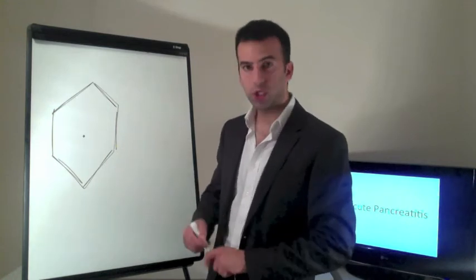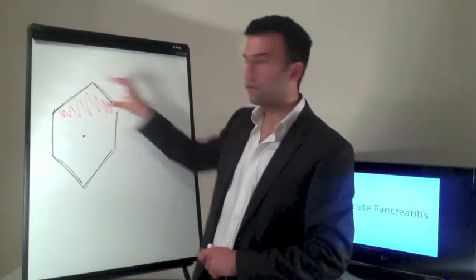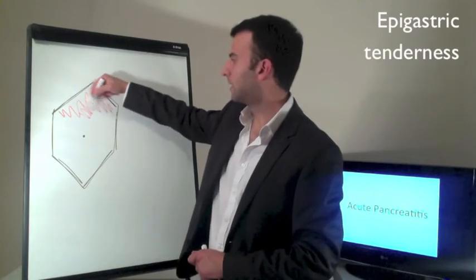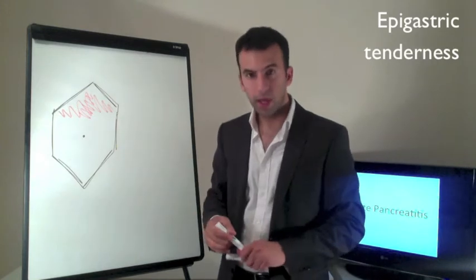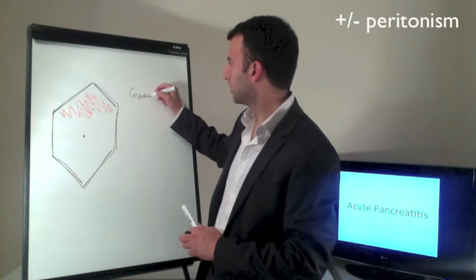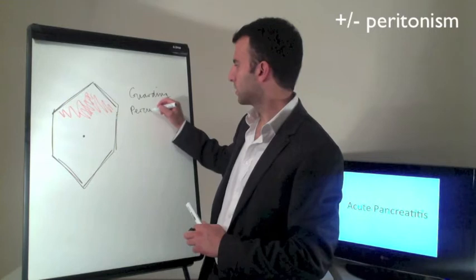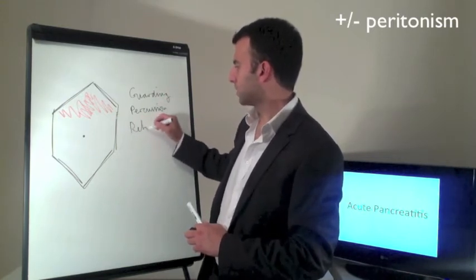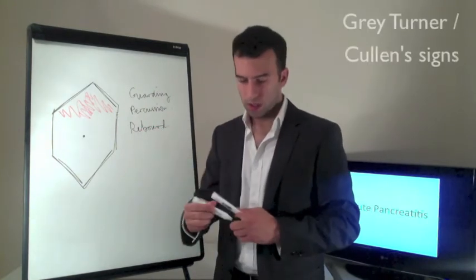And on examination, you're going to find perhaps that all of the upper abdomen is tender, but they may be maximally tender in the epigastrium. So epigastric tenderness. There may be signs of peritonism, and by peritonism I of course mean guarding, percussion tenderness, and/or rebound tenderness. These may also be present. What else might you find?